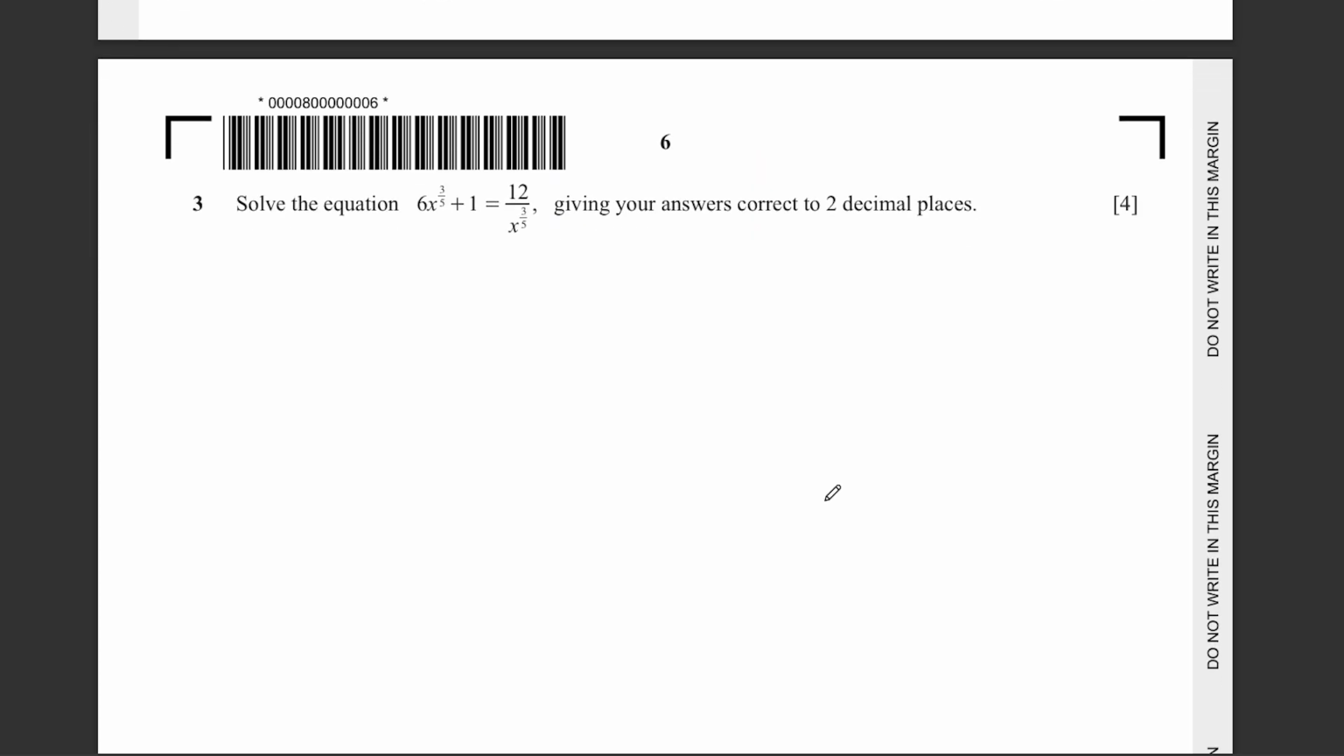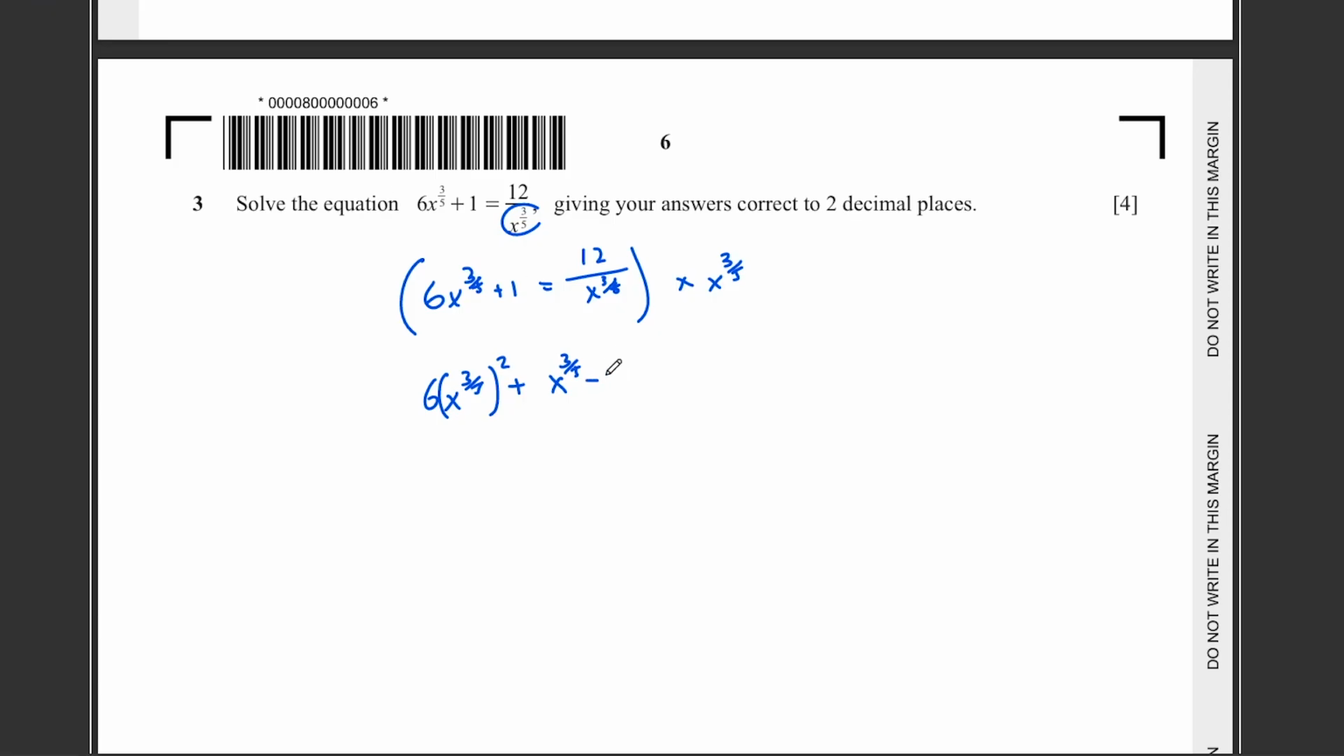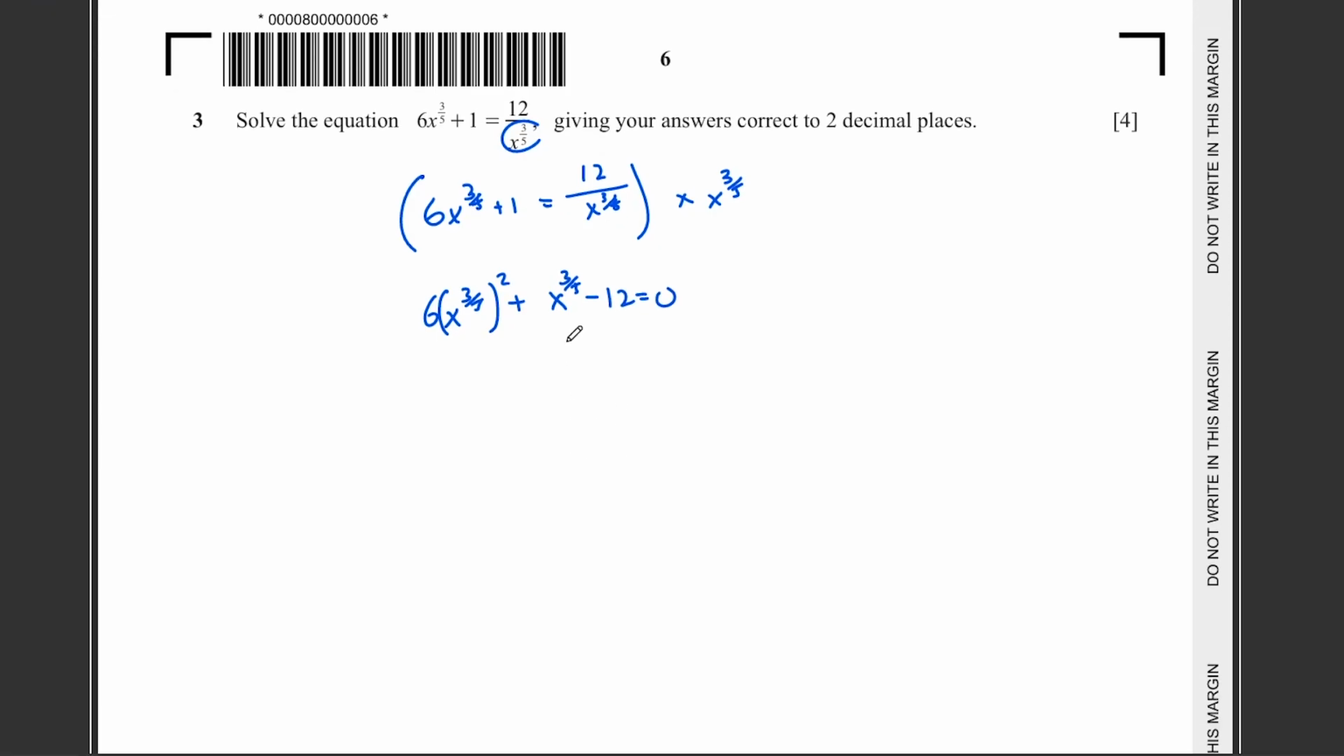Okay, solve this equation giving your answers to 2 decimal places. This is a quadratic equation in disguise. If you can immediately spot that there is one of this thing on the denominator, so I'm going to multiply the entire equation by that. And instead of adding the powers together, I'm just going to write it as x^(3/5) squared, so that it's easier to see that it's a quadratic in terms of x to the power 3 over 5. And I'm going to also directly move the 12 to the other side, so that it's the quadratic.